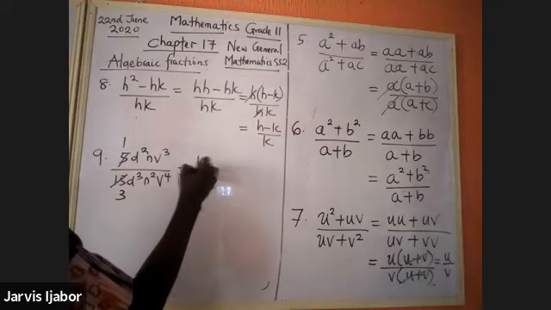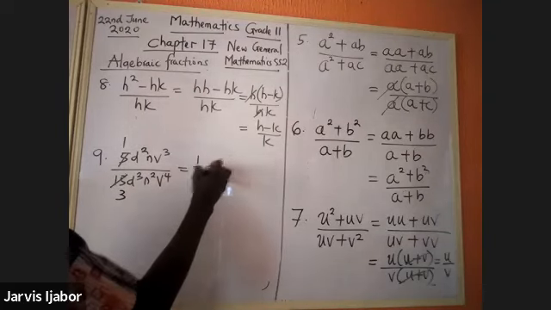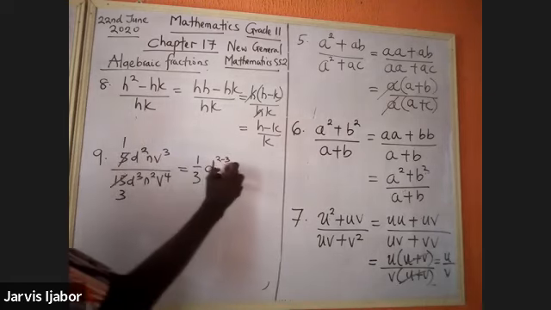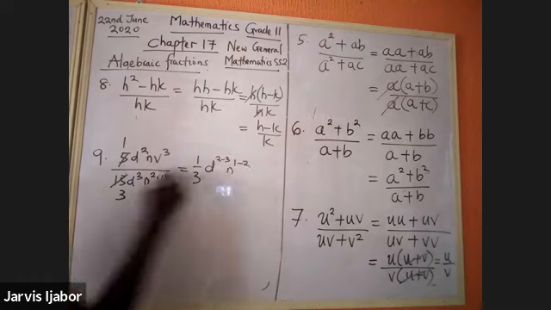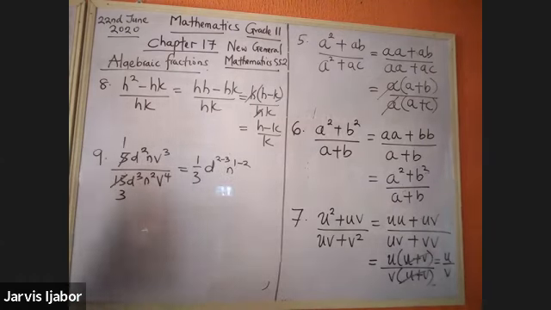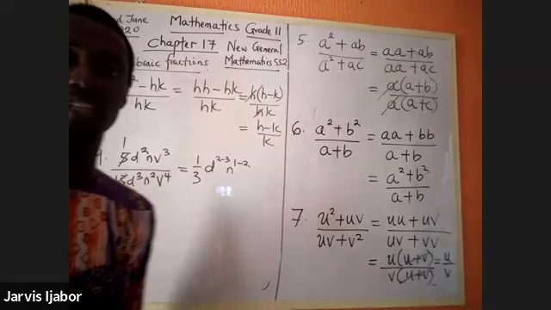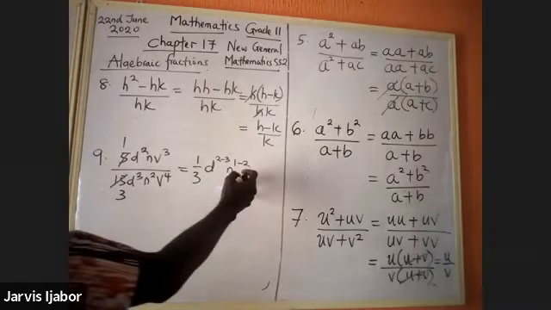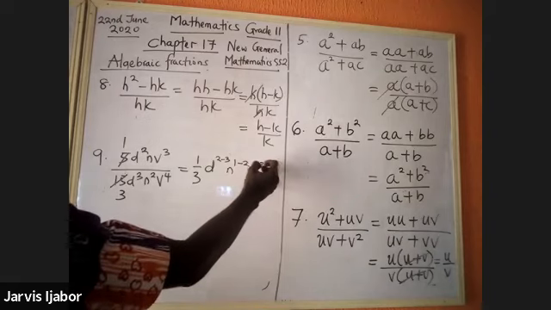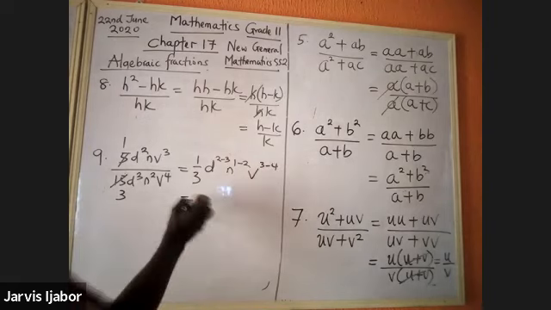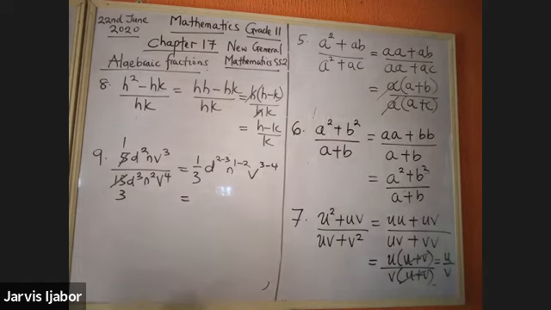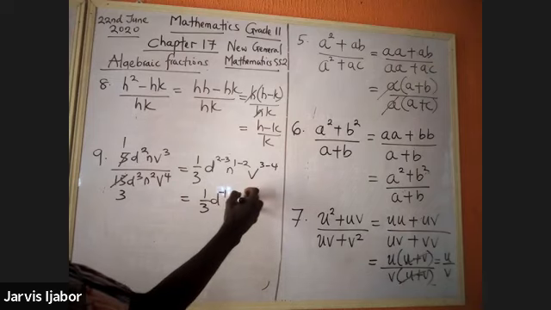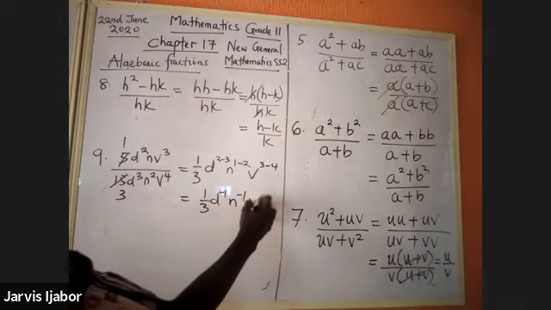So this will now be 1 over 3 times d to the power of 2 minus 3 because it's division, n to the power of 1 minus 2 because it's division again. When you divide, essentially you are subtracting your indices, and v will be raised to the power of 3 minus 4. So this will give me 1 over 3 d to the power of minus 1, n to the power of minus 1, and v to the power of minus 1.